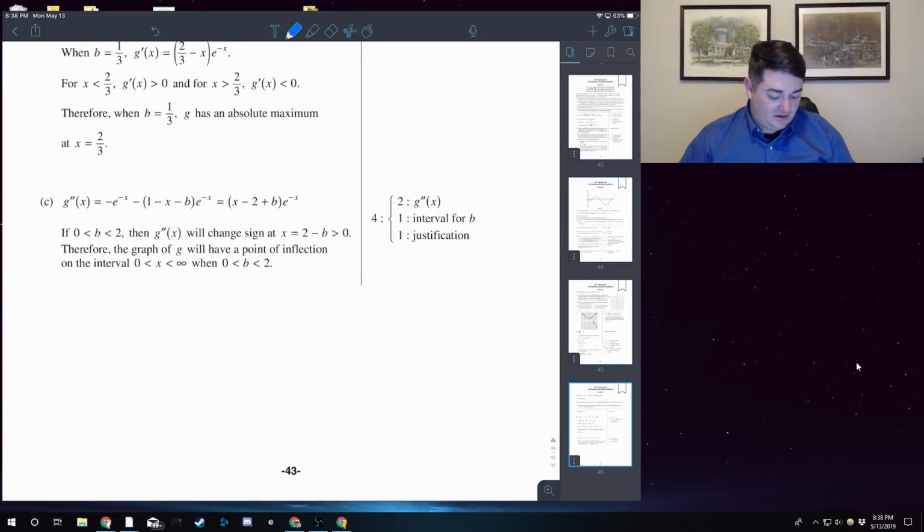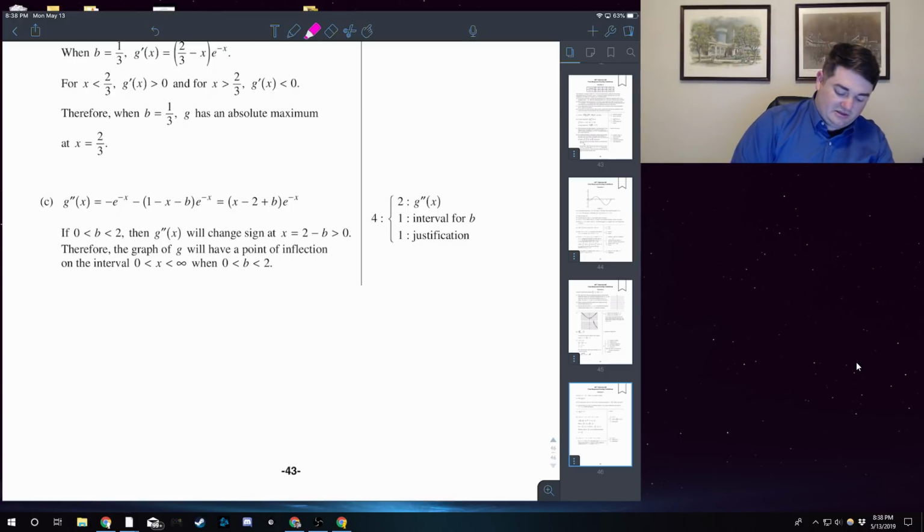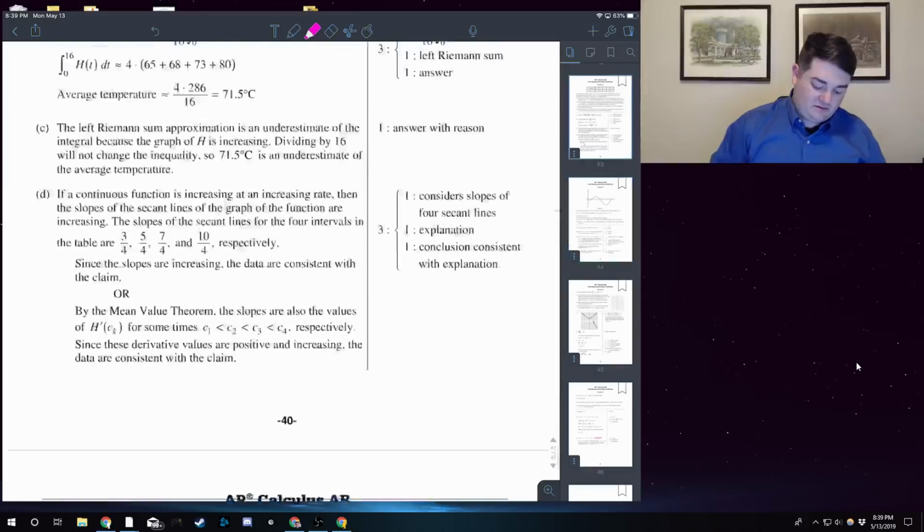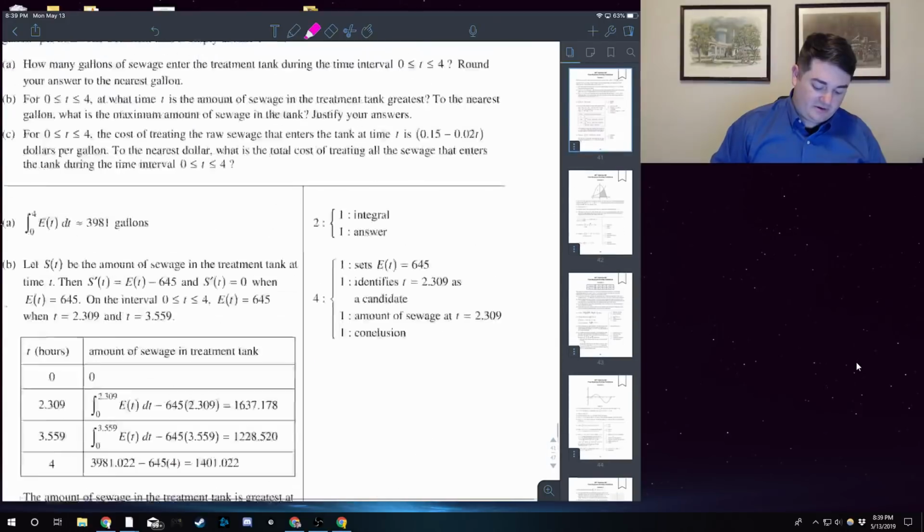Okay, so here's the key. This is the derivative that we got, negative 2 plus x plus b over e to the x. This says if b is between 0 and 2, then g double prime will change sign at that value. Therefore, the graph of g will have a point of inflection when b is between 0 and 2. Okay, I get it. So they wanted an interval for b, not a value of b. So if b is between 0 and 2, then g double prime will change sign. So we'll hop back up to that one.